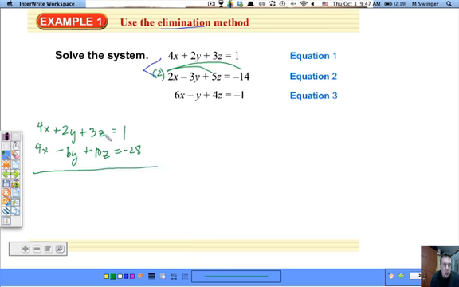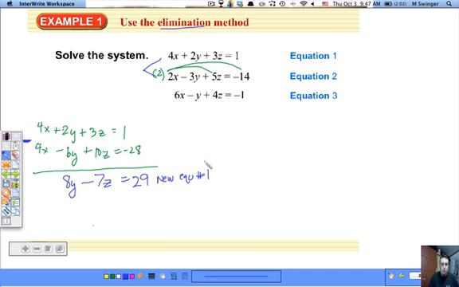Next, we want to eliminate x's here, so we'd have to subtract, right? So we subtract these equations. 4 minus 4, we eliminated x, nothing. 2 minus a negative 6, 2 plus 6, 8y. 3 minus 10, which is minus 7z, equals 1 minus negative 28, which is 29. Okay, what we call this is new equation number 1.